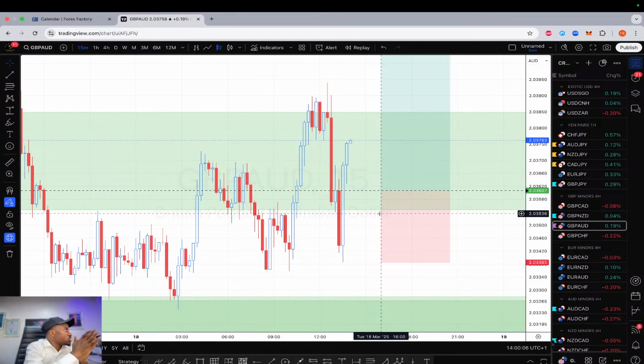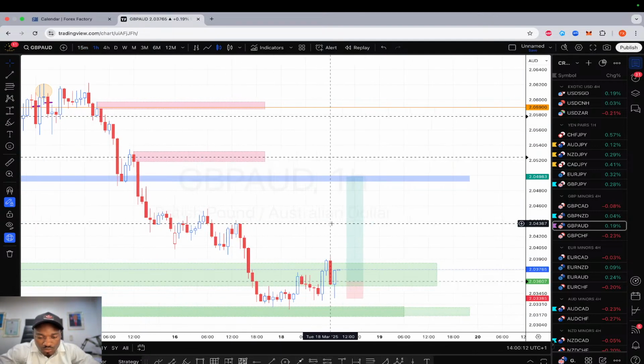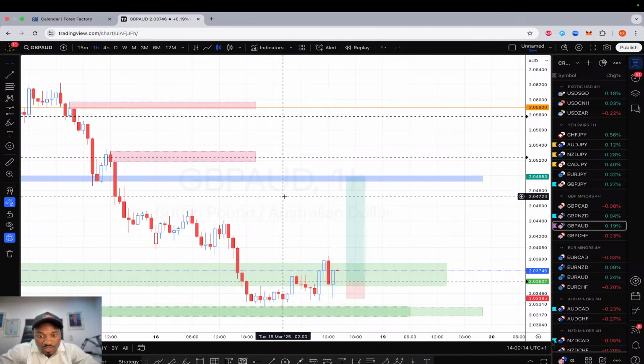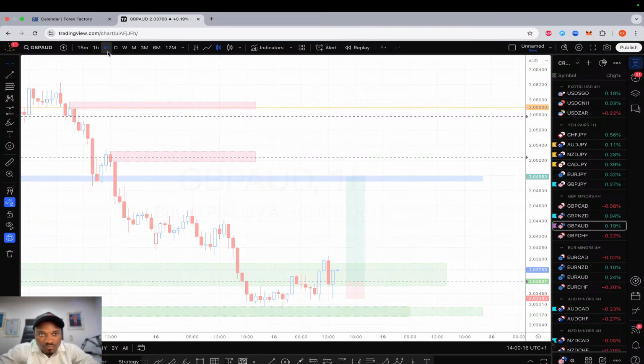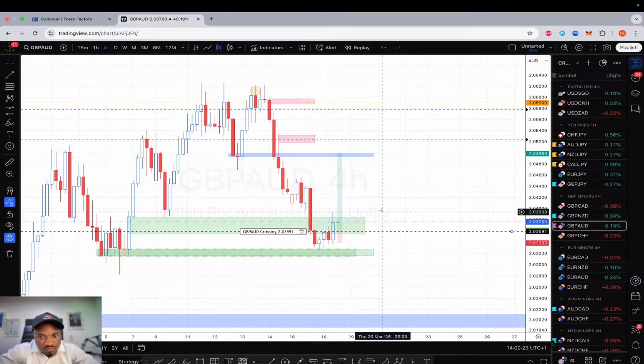All right. I'll see you in the next one. The 1 hour bar has completed its formation and it's going up aggressively. 4 hours completed, but I'm gonna wait for retracement.